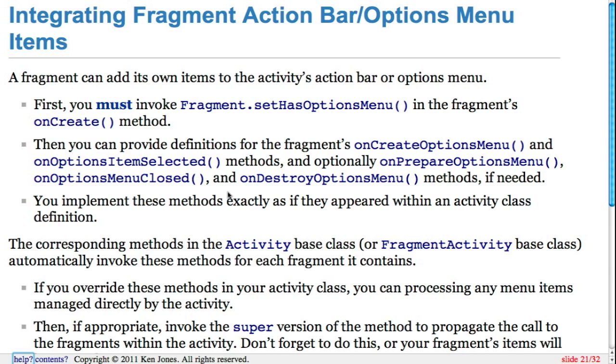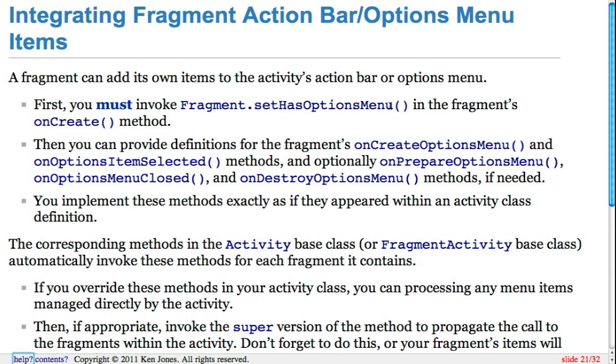Okay, so action bars, option menus. Can fragments play with those too? Why, yes, they can. So my fragment can say, hey, I've got a set of action bar items, or I've got some option menu items that I want to include. Now, for us to do that, in the fragment's onCreate method, the fragment must invoke setHasOptionsMenu. It's telling the activity, hey, look at me, I've got option menu items.